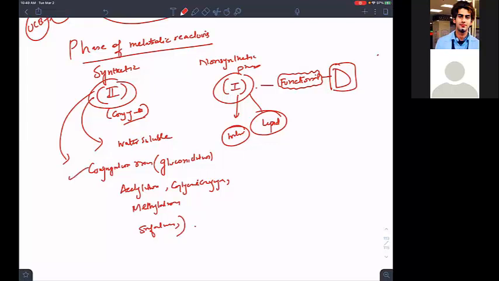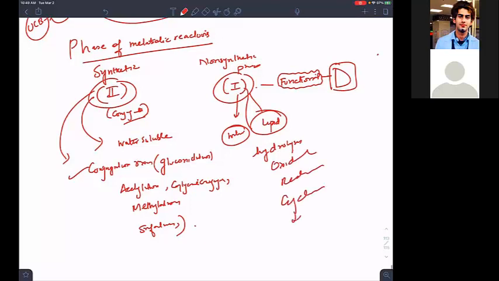Okay. So what is phase 1? Which reactions are in phase 1? Your hydrolysis, your oxidation, reduction. What else? Cyclization, deamination. Can you see the difference? Methylation is a phase 2, deamination is a phase 1.